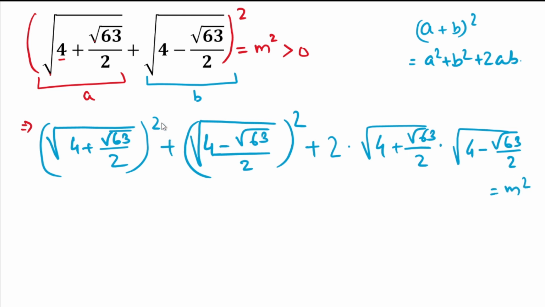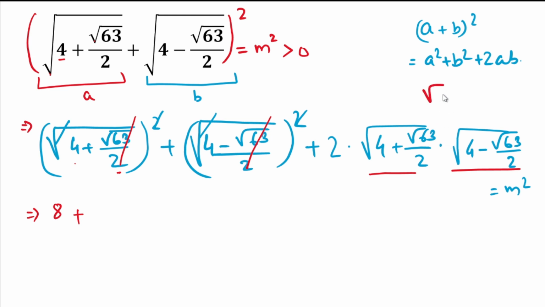Now we'll simplify this expression. Here the square root and square will cancel. Similarly here also the square root and square will cancel. Now we are left with (4 plus square root 63) divided by 2 plus (4 minus square root 63) divided by 2. So the negative value and positive value will cancel. So here we have 4 plus 4, that is 8, and here it is plus. Now for simplifying, these two expressions are in brackets, so we can take them in one bracket.